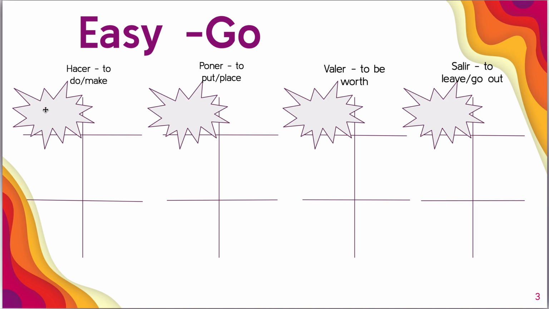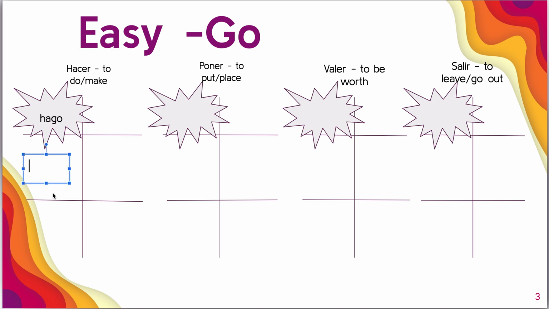So I have this cloud looking thing here to show you that you are only going to be looking at the yo form. Okay, so the yo form of hacer is hago. So that is very different than hacer. The yo form is hago. Notice it ends in a go, which makes it a go verb. But the rest of them are going to be conjugated normally.